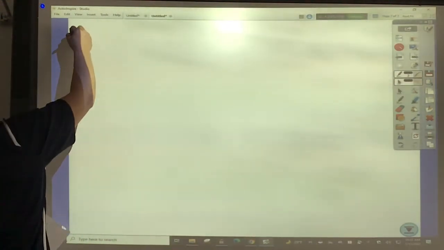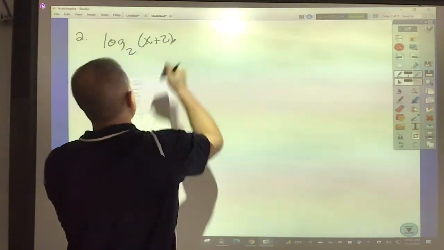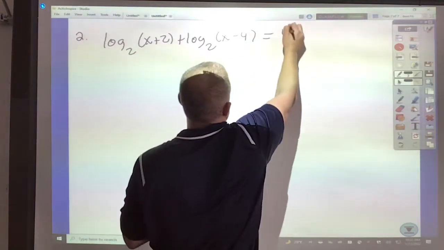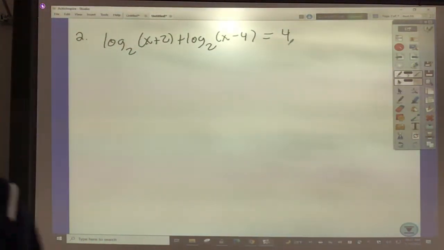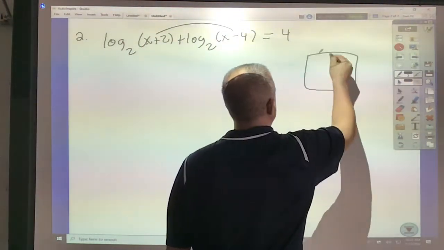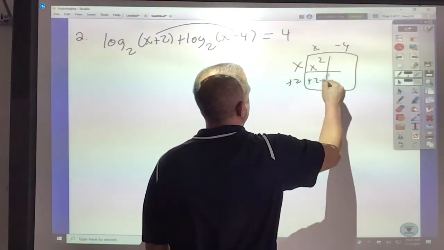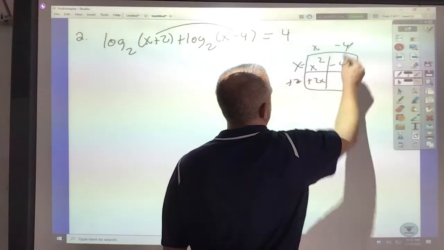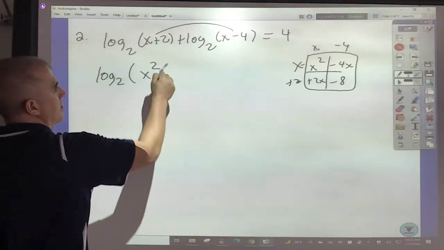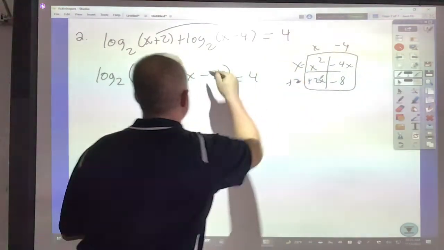Okay, I got log of 2x plus 2 plus log of 2x minus 4 equals 4. What I want to do here is distribute this, so I'm going to have to do the little box. You can use FOIL. You can do whatever you want. It's going to be x squared, 2x, negative 4x, and 2 times negative 4 is negative 8. So what that turns into is log base 2 of x squared minus 2x minus 8 equals 4. If I combine those, that's what I would get.